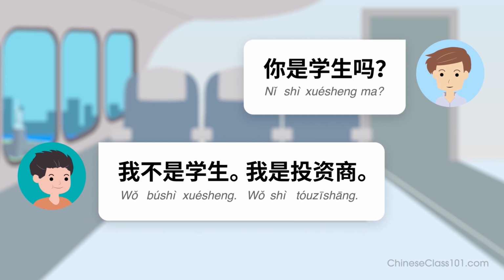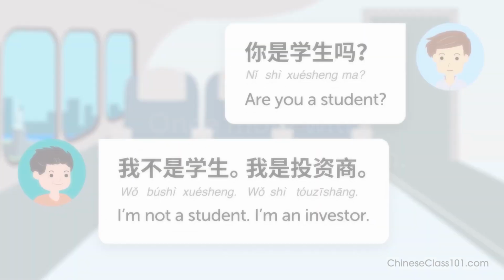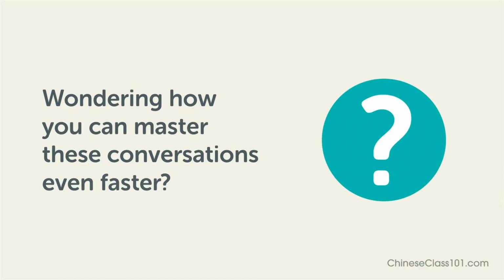Ready? 你是学生吗？ 我不是学生，我是投资商。 Once more with the English translation. 你是学生吗？ Are you a student? 我不是学生，我是投资商。 I'm not a student. I'm an investor. Wondering how you can master these conversations even faster?